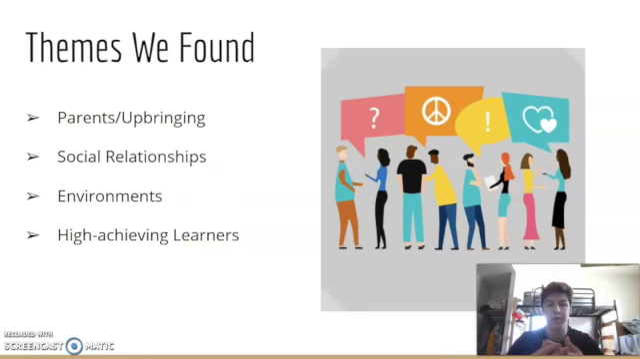Second was social relationships outside of family. Some of us did bring up social relationships, and usually it was if we had a good friend for a long time, we would look up to them and follow them into becoming a high achieving learner. And some of us moved into different places and had to have a higher work ethic to make new friends.